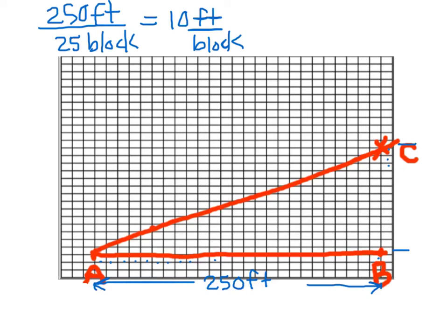Well, then I go over and I see that between points B and C there are 1, 2, 3, 4, 5, 6, 7, 8, 9, 10, 11, 12, 13, 14 blocks on the graph paper between point B and C.